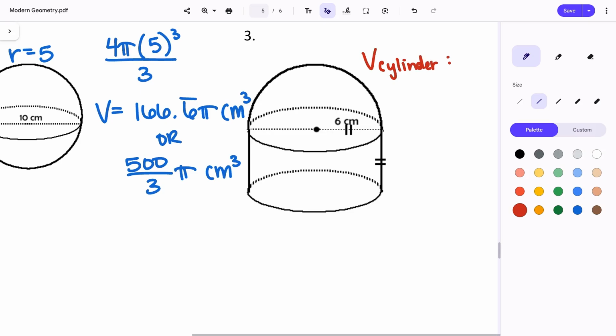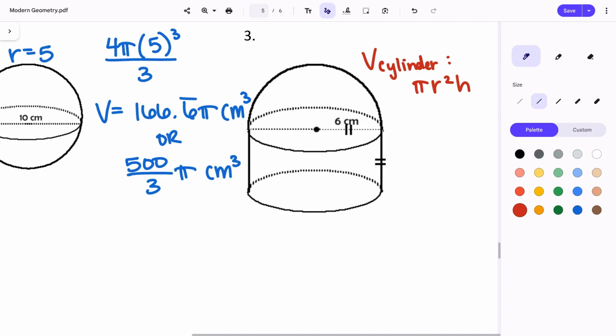So volume of a cylinder. Think back to last week. What did we do for volume of a cylinder? Pi r squared times height. Good. Pi r squared times height is for a full cylinder, okay? So now we're going to plug this in.